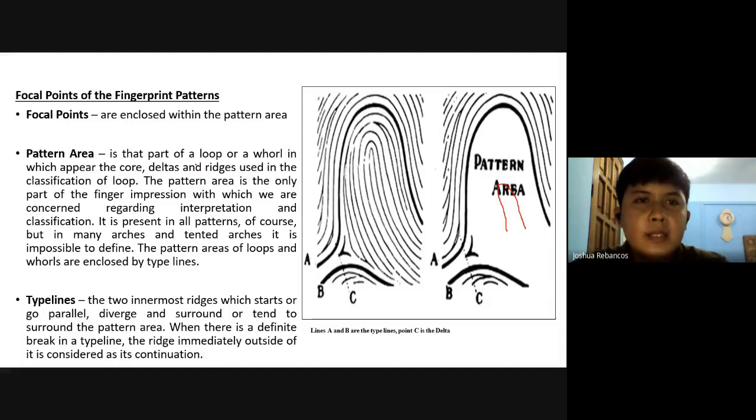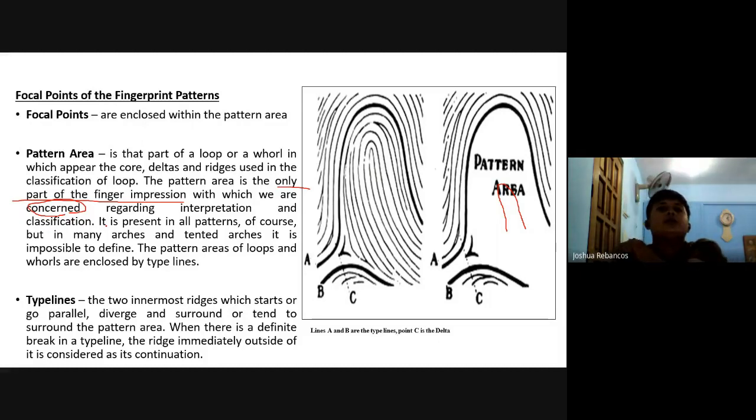Itong pattern area is that part of a loop or a whirl in which appear the core, delta, and ridges used in the classification of loop. The pattern area is the only part of the finger impression with which we are concerned regarding interpretation and classification. Interpretation, ano yung itsura no? Ano ba yan? Classification niya. Whirl ba yan? Arch ba yan? Or loop? Kung loop yan, anong kind ng loop?